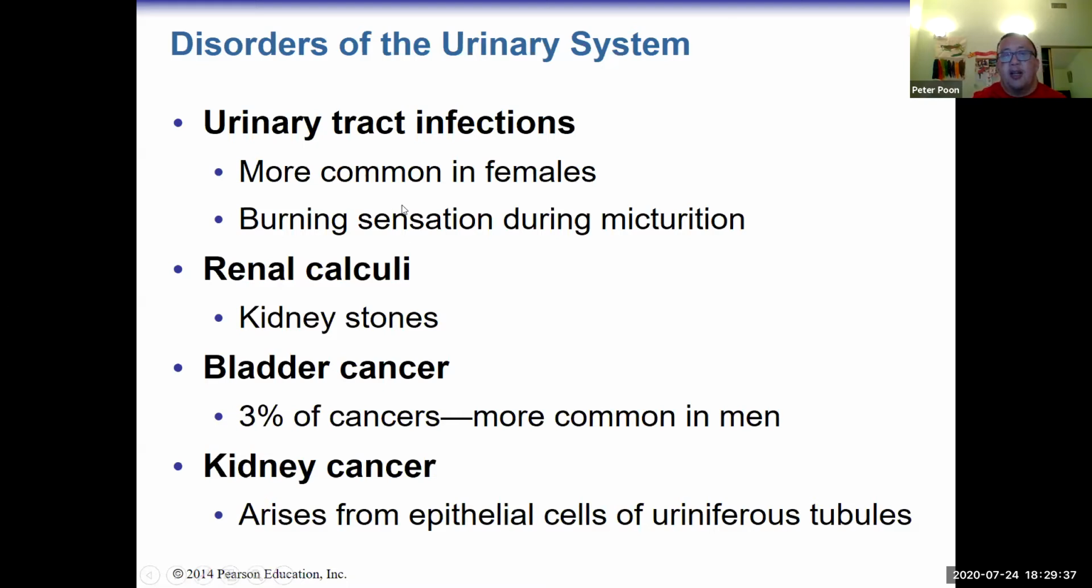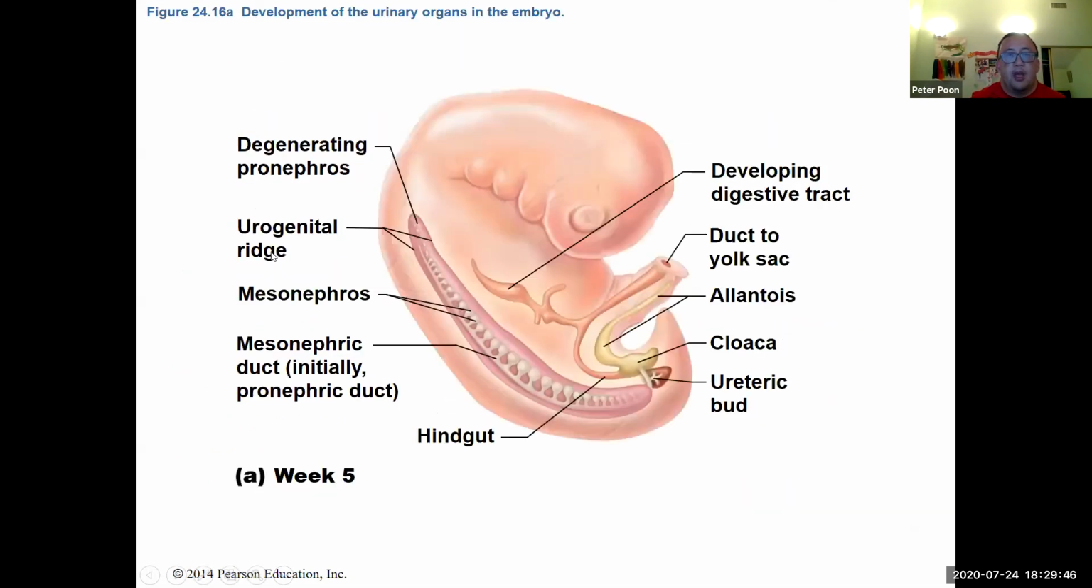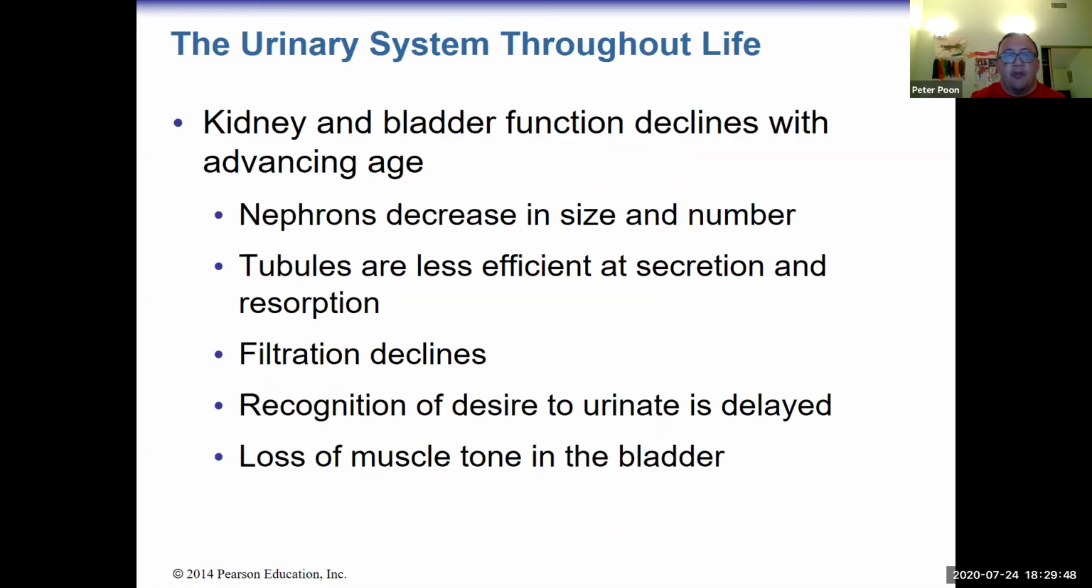UTIs are more common in females, with the burning sensation of the UTI, et cetera. We'll skip the development of the kidneys. All right, so that ends that presentation.